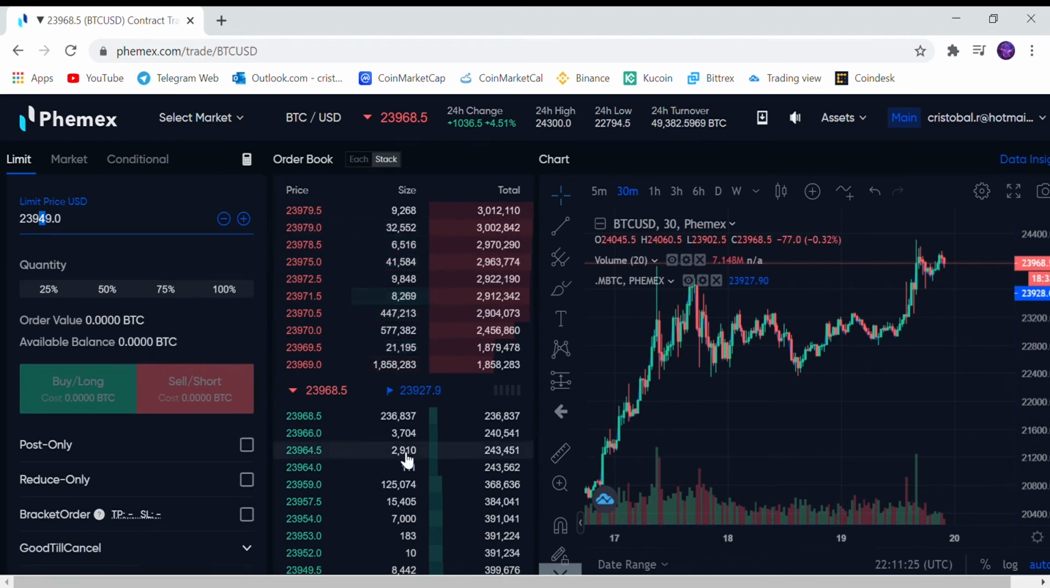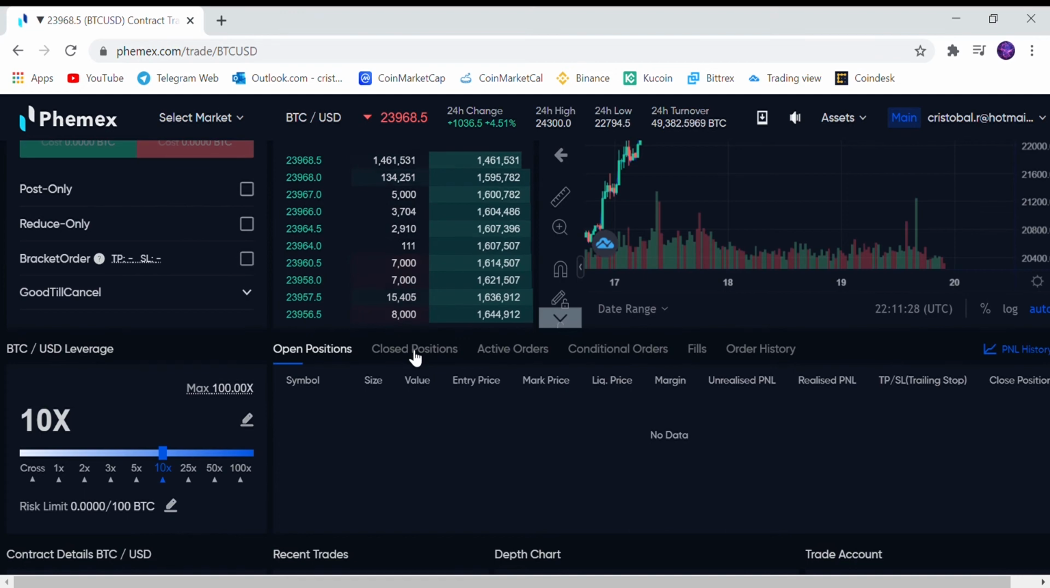Closed positions is just like receipts almost of past positions. Active orders is what's open. It's very similar to open positions.